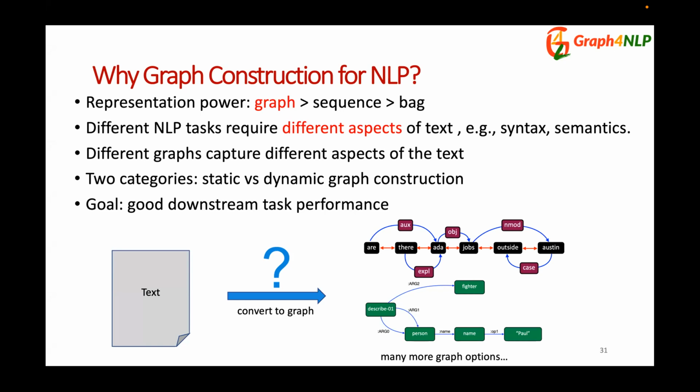So in general, we group various graph construction approaches into two categories. One is static graph construction, and the other we call dynamic graph construction. We will introduce each of them and summarize their properties next. Note that the primary goal of graph construction we are talking about in this tutorial is to achieve good downstream task performance. So we will not care very much about, for example, the interpretability of the constructed graph, especially for dynamic graph construction approaches.